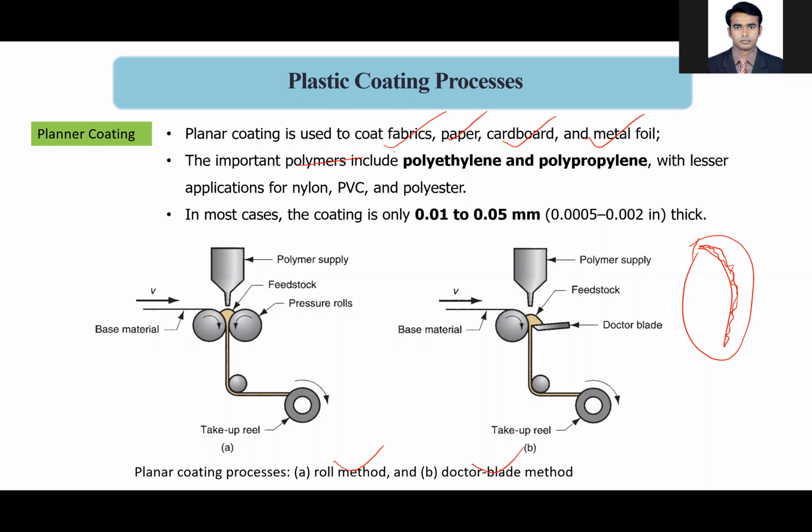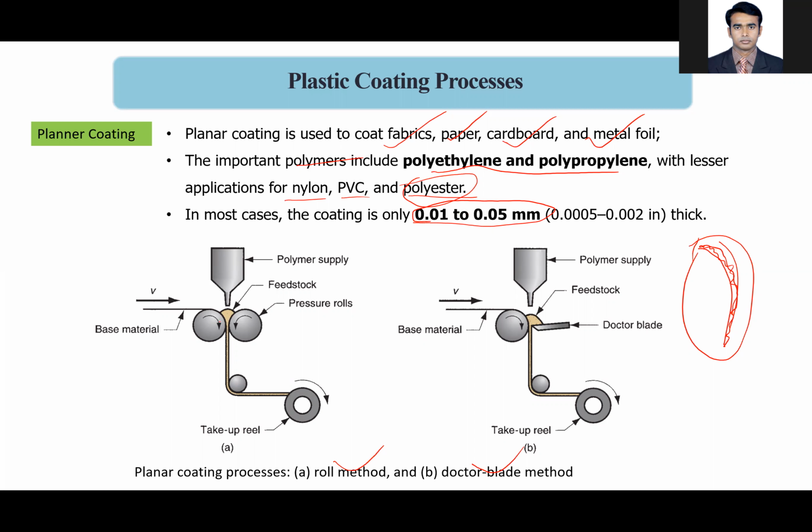And the important polymers that are used in this case are like polyethylene or polypropylene, with laser application of. Sometimes you can also use nylon, PVC, or polyester. The polyester is mostly used for coating of the cloth. And in most cases, the coating is of very small thickness, like 0.01 to 0.05 millimeter. And the process is very, very simple actually.